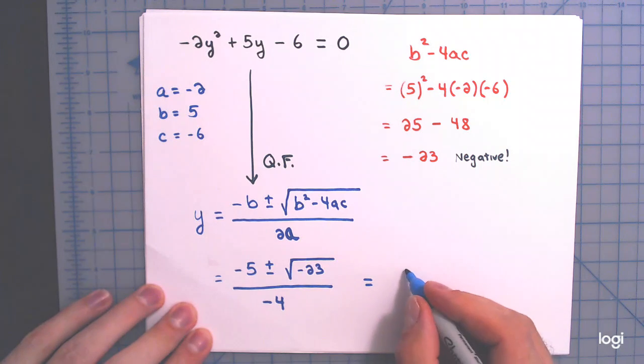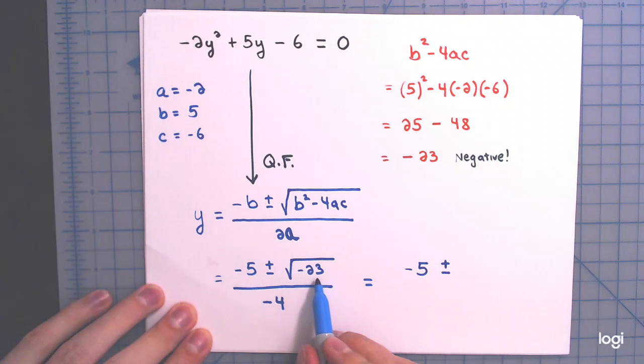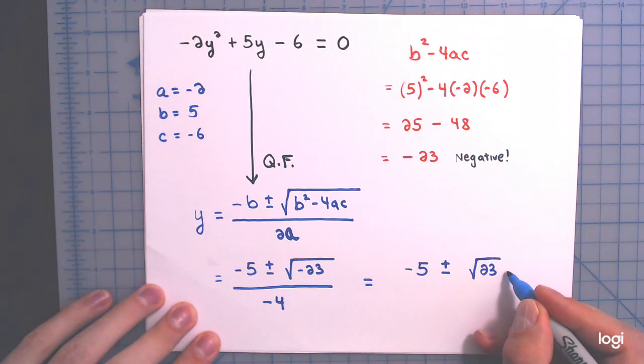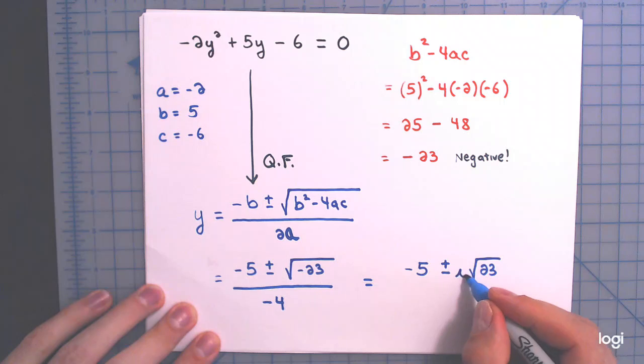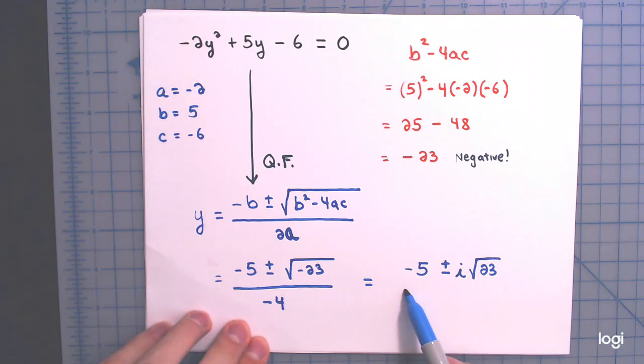So I still have negative 5 plus or minus, and then this square root of negative 23, when I write it as an imaginary, is the square root of positive 23, then afterwards, not inside the root, times i. But very often they'll throw the i, the times i, in front of the radical symbol, just like other variables, even though i is not a variable. And then all this divided by negative 4.